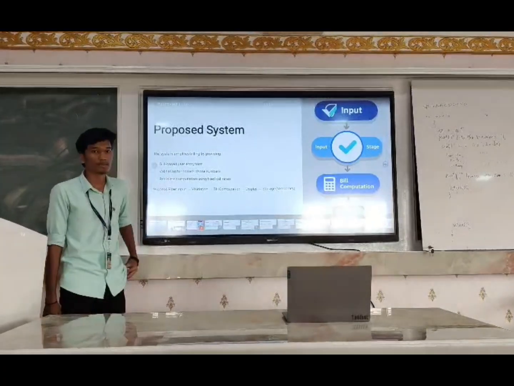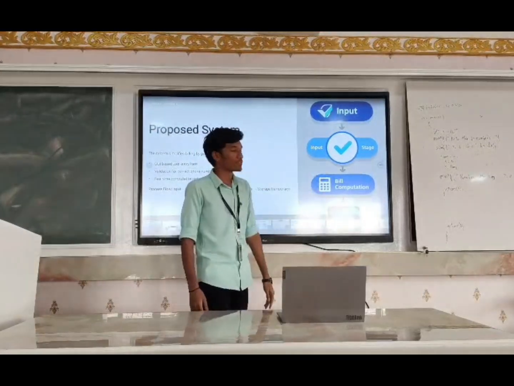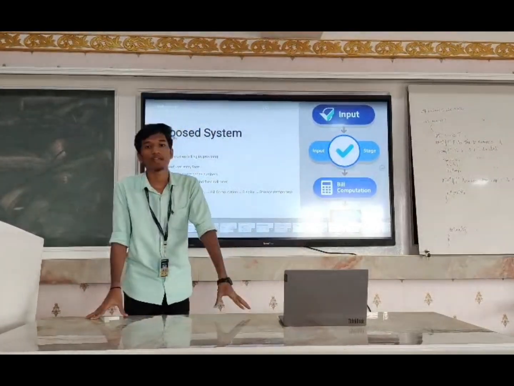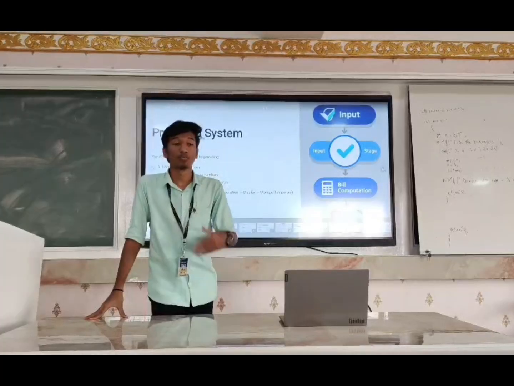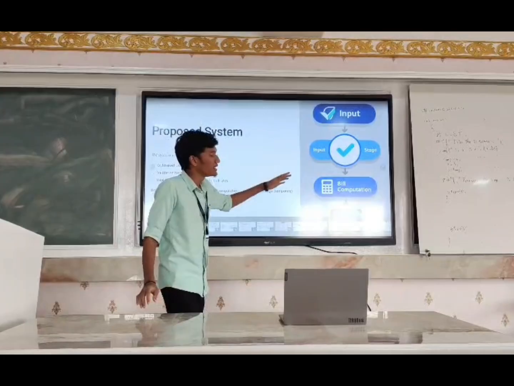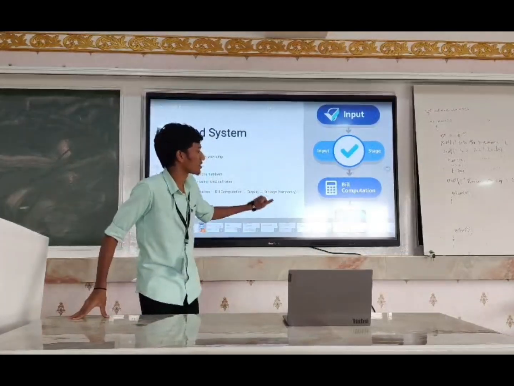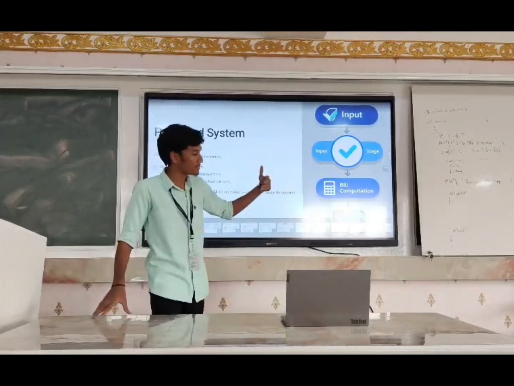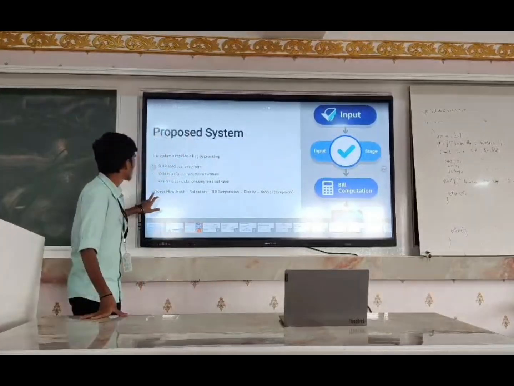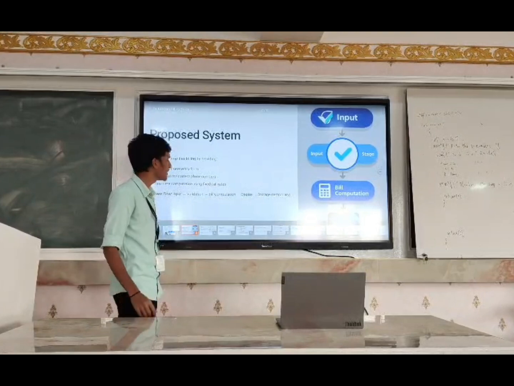Next, I am going to explain the proposed system. First, we have to give the input, meaning our name, the duration, and which system the person has used. After the input, it will check whether the details are correct or not. Then it will compute the bill and display the charges. This is the process flow: input, validation, bill computation, display, and storage is temporary.